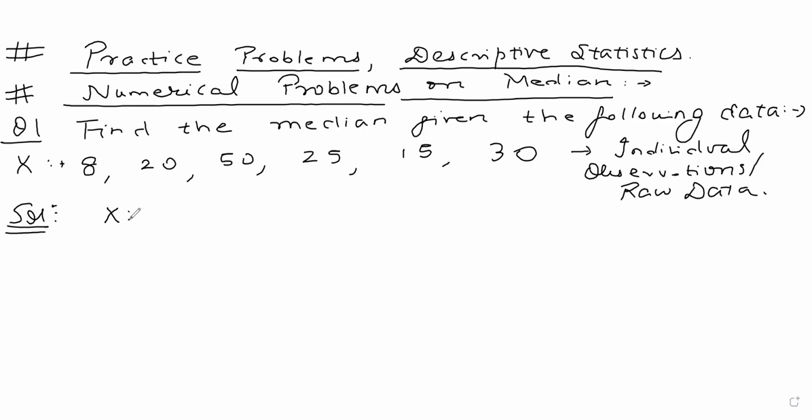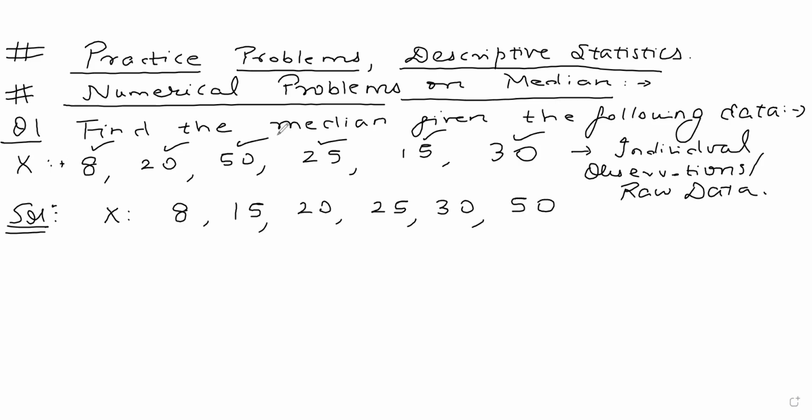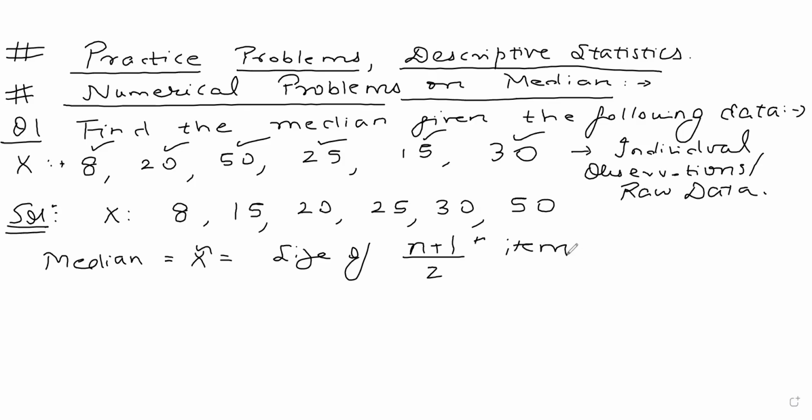If I arrange the data in ascending order, I start with the lowest value 8, then it's 15, then 20, then we have 25, then we have 30, then we have 50. Now, what is my median? Median, which is x tilde, is the size of n plus 1 by 2th item. Now, what is n? Count 1, 2, 3, 4, 5, 6. I can say n is 6.